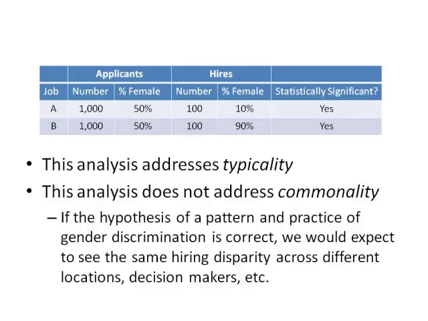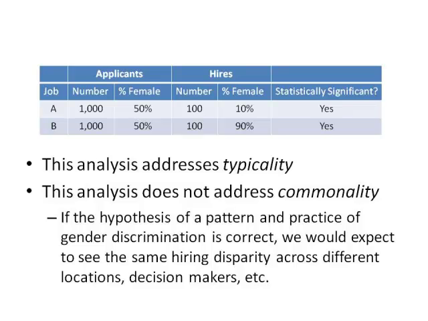We then look at the same kind of question with respect to job B. Since 50% of the applicant pool was female for job B, we would expect 50% of the hires for job B to be female. So we compare the 50 expected hires versus the 90 actual hires, and we ask whether or not that disparity is statistically significant. And in this case, that disparity is statistically significant.